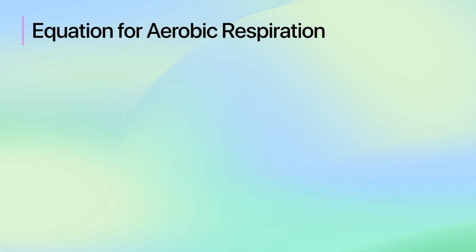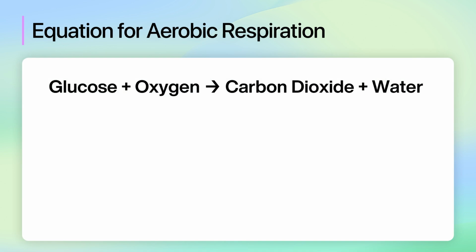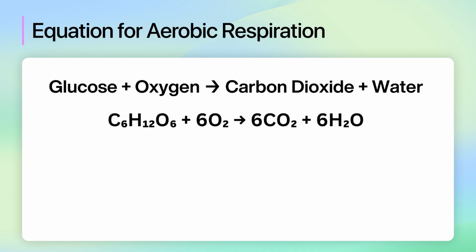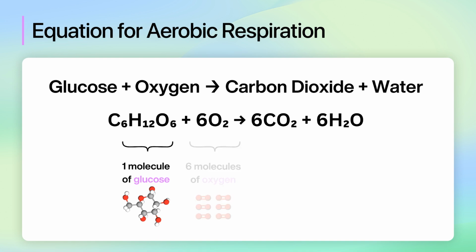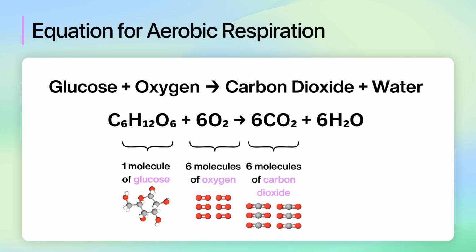Now let's look at the reaction formula for aerobic respiration. The basic formula for aerobic respiration can be represented as glucose plus oxygen, which becomes carbon dioxide plus water. Chemically, this can be written using the molecular symbols like this. In this reaction, one molecule of glucose reacts with 6 molecules of oxygen to produce 6 molecules of carbon dioxide and 6 molecules of water.